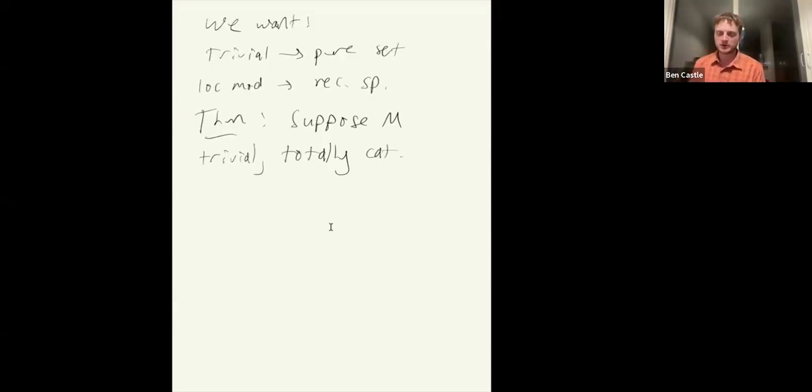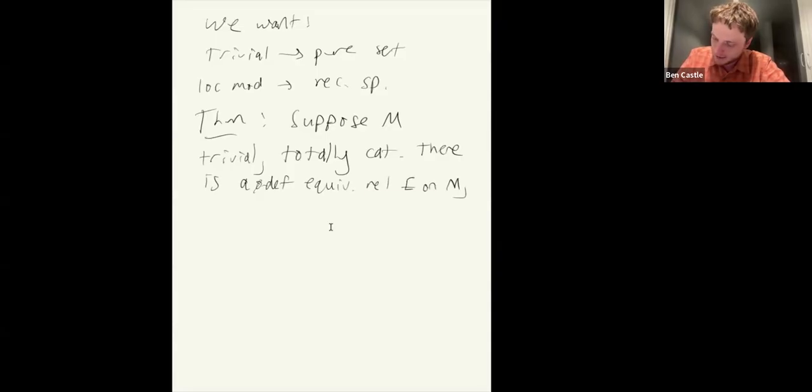If you don't want to assume totally categorical, then to make sense of this you need to define something called the associated geometry. We might do that if we have more time tomorrow, but I'm not going to do it now. The associated geometry is a pure set, but that's not a definable object, so it's kind of funny. I want to stick to something definable, so I'm going to assume totally categorical, and then everything works really well. Okay, so there is a definable equivalence relation, in fact a zero-definable equivalence relation E on M, with all classes finite.